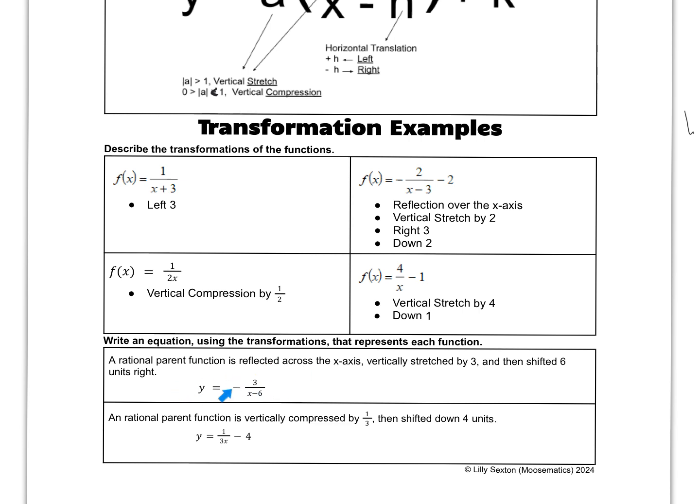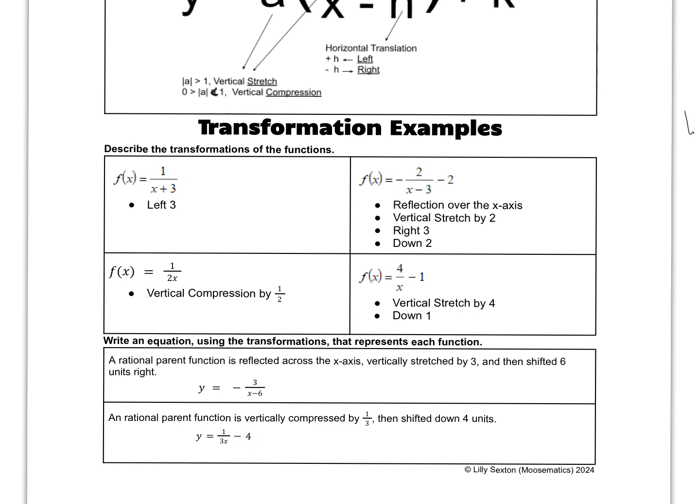The reflection is the negative. The vertical stretch is a numerator of 3 over, and then it shifts right 6 units, so that would be x minus 6. And finally, this last one, a rational parent function is vertically compressed by 1/3, then shifted down 4 units. The way we write that vertical compression is 1 over 3x. That's our 1/3. And then, of course, it shifts down 4 units, so we have a minus 4 out here for the plus k value.